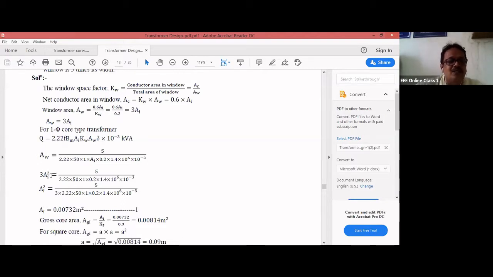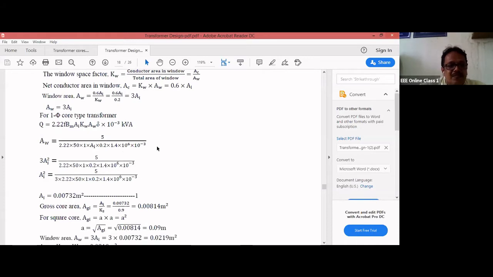Or the other way of doing it I will also explain in another problem. Either way you can do it. Once again I'll explain here. After finding out AW is equal to 3 AI for a single phase 4-type transformer, use this relation. From this relation, write it for AW. What you get is 5 divided by the entire term. AW here is 3 into AI, and you got one more AI here that you take to this side. So what will you get? 3 AI square. One more method is there.